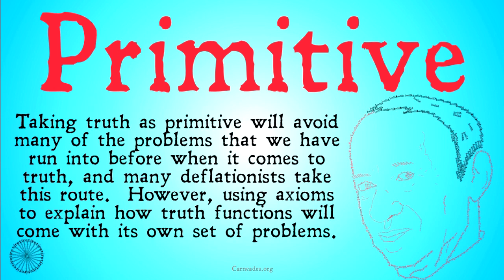Taking truth as primitive will avoid many of the problems that we've run into before when it comes to truth. And many deflationists, in particular, will take this route. If you don't know what deflationism is, check out the video earlier in this series. However, using axioms to explain how truth functions will come with its own set of problems. So, the axiomatic theories of truth will sometimes have the same problems as Tarski's theories of truth. They may take on other problems from deflationary theories of truth, or in the case of type-free theories, may have their own set of problems altogether.